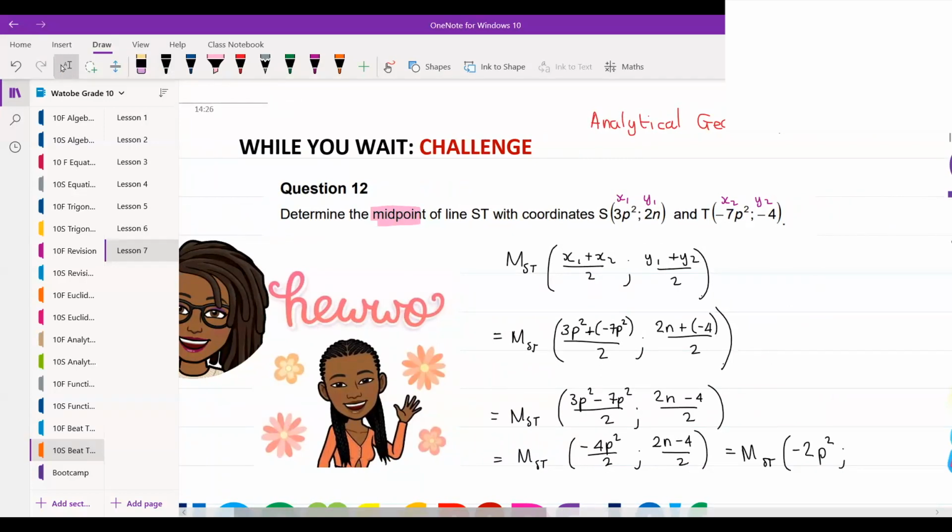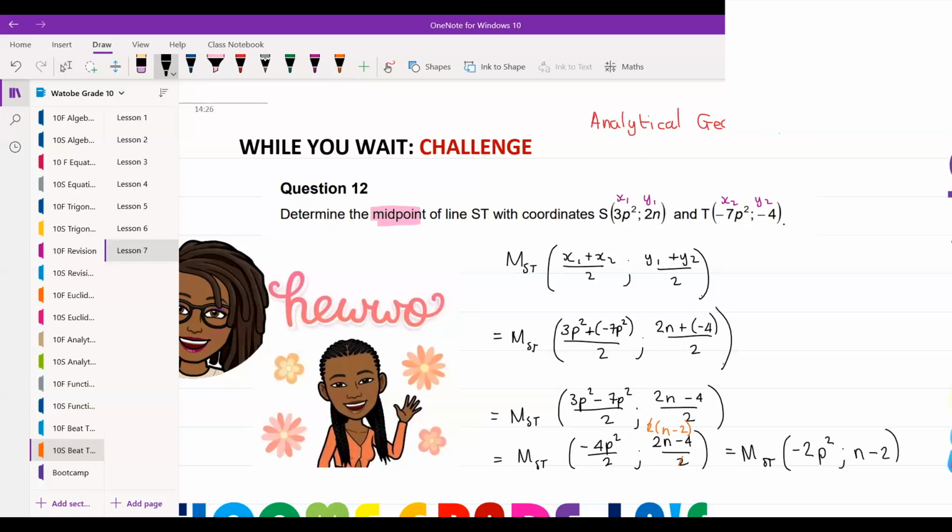That's my x value. And over here, if I take 2 out as a common factor, I'm going to have n minus 2 left. The 2's will cancel. Therefore, my y value would be n minus 2. All right, and that's the answer we would get.